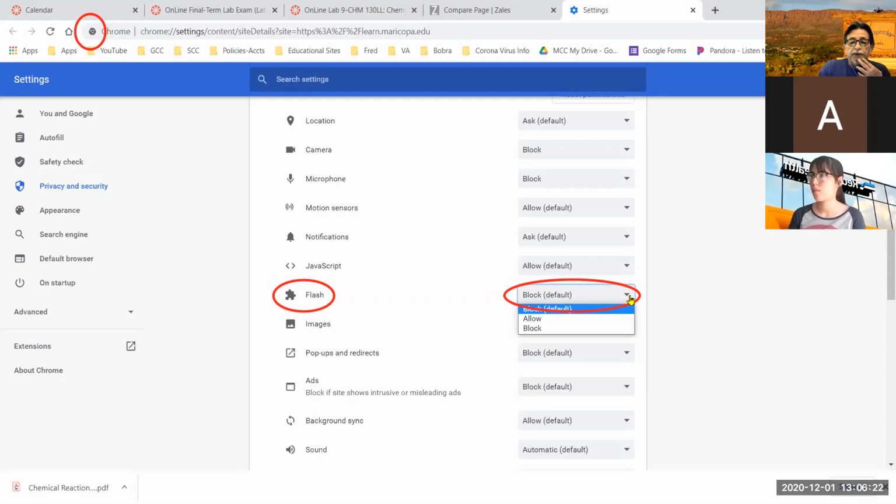Like I said, Flash is being slowly phased out, and all the simulations are being converted to HTML5 format. So eventually we won't need Flash at all. All right, any questions about that? And that is for the extra credit. So click the lock icon, go to site settings, look for Flash, allow it, refresh your page, and then run the simulation.